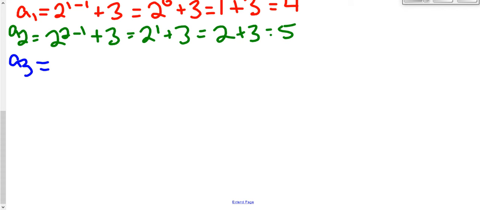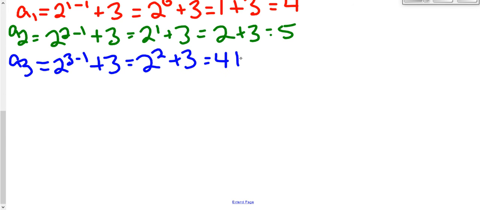Explicit formula is very, very straightforward. That's what explicit means. It means I'm going to be very straightforward with what I'm looking for. So you don't have to beat around the bush and go find previous terms. We plug in exactly what we want. So 2 to the 3 minus 1 power plus 3, which is 2 squared plus 3, which is 4 plus 3. That gives us 7.